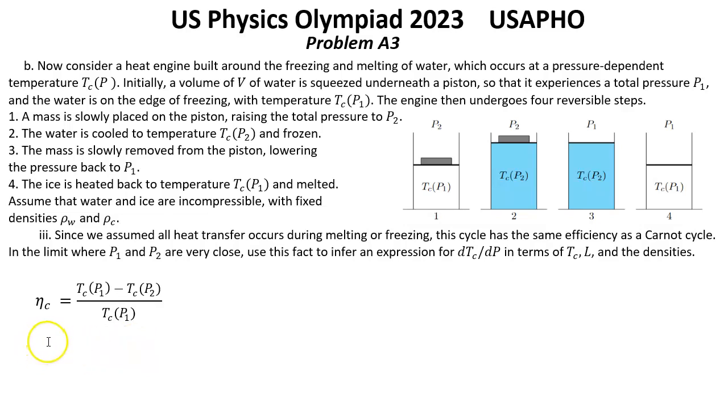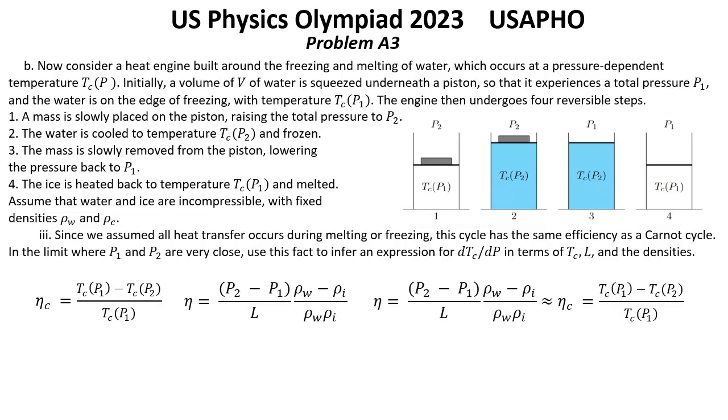Efficiency for the Carnot cycle is equal to this expression, where T_C P1 is the high temperature and T_C P2 is the low temperature. For our process we have the efficiency which we counted in question 2. Now, equating these, we have these equalities.